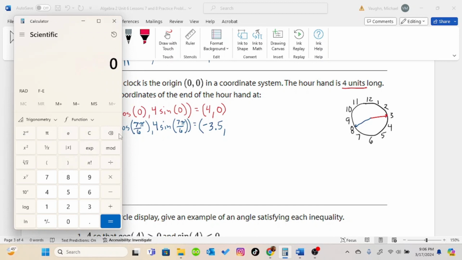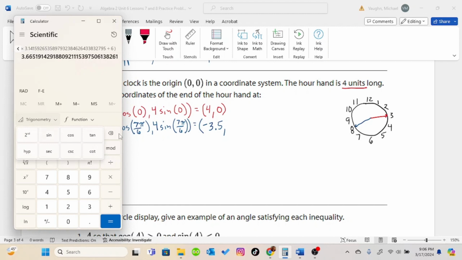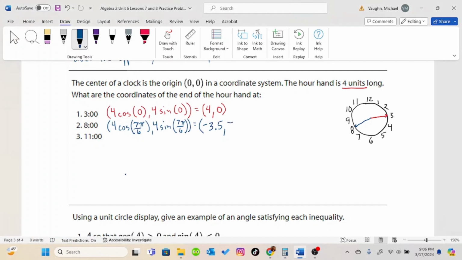Next, we have parentheses 7 times pi divided by 6, close parentheses. Now we want the sine of that, and we want to multiply that by 4. And our answer is negative 2. And this makes sense because we have a negative x and a negative y, and we are in quadrant 3 where we have negative x and negative y values.